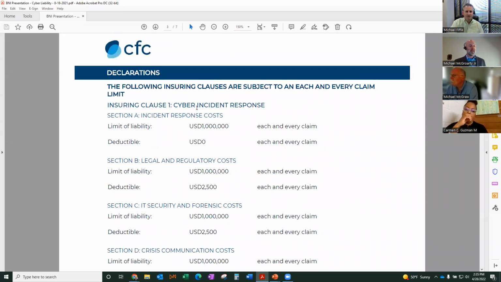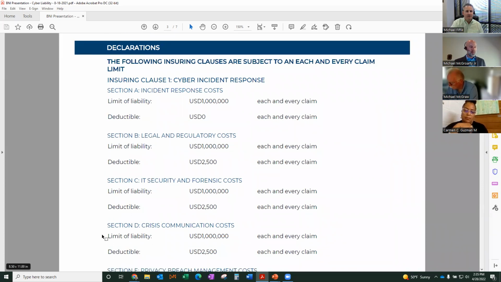The first is cyber incident response. So what this is paying is, I'm hacked, people's information is gone. They're going to do incident response costs. Those are the costs that come to me to have people come out and start solving the problem and figuring out what's going on.